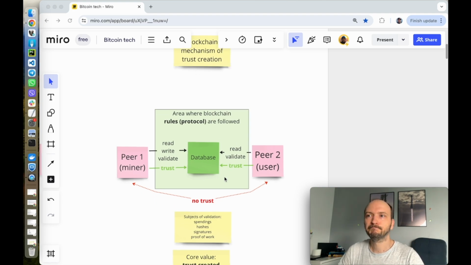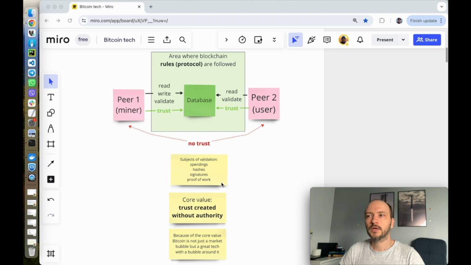And basically that's it. We don't have an authority. That's what Bitcoin or other true blockchain projects produce. And in this case, subjects of validation are, for example, hashes, we will speak about them, signatures, proof of work results, and several different things. So the things that should be validated are quite formal, and we can just list them. So the core value of Bitcoin is the trust created without an authority.